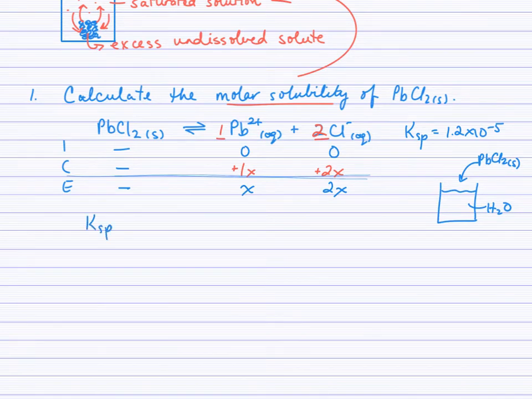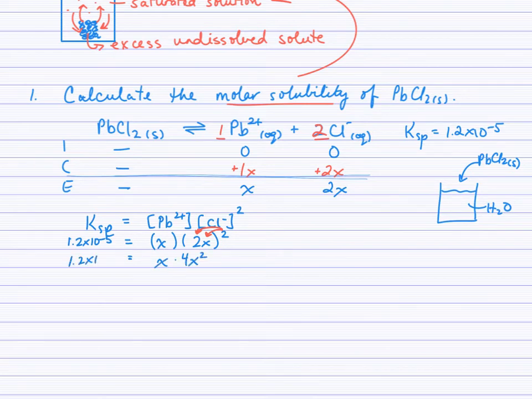As we continue, we write an equation for K. So Pb2+ ion and the chloride ion squared, and go ahead and substitute our values for x. So x multiplied by 2x all squared. The KSP value can be substituted, 1.2 times 10 to the negative 5. Okay, and now we'll be able to isolate x. So don't forget to square the 2 at the same time as you are squaring x. And so we'll have x times 4x squared, which simplifies to 4x cubed.